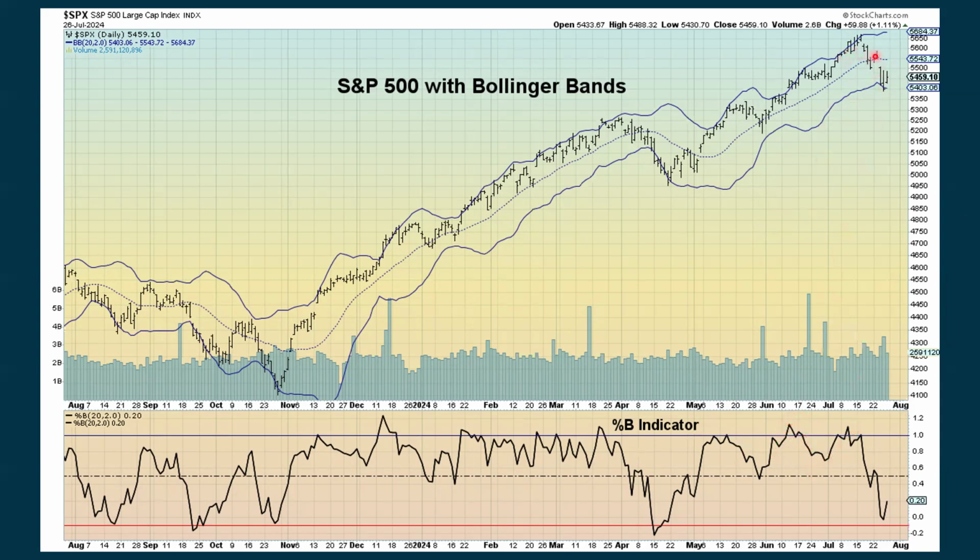Well, we've since that time dropped below the midpoint, which is turning things a little bit more negative. And when we drop down below the midpoint here, that actually turns this more negative. But we haven't got down to the point yet where we're seeing this extreme negative right now.